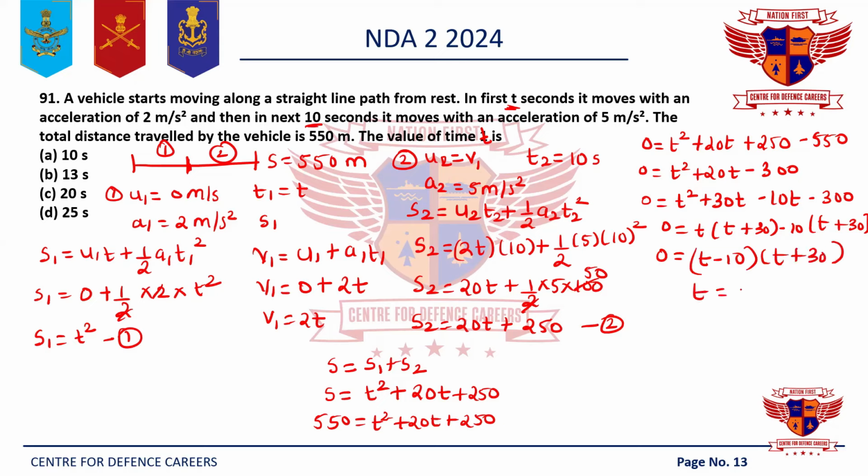So we get t equal to 10 seconds. So the correct answer will be t equal to 10 seconds. In the other one, we get t equal to minus 30 seconds. Time cannot be negative, so we will eliminate this option. We get t equal to 10 seconds. So the correct answer will be A.